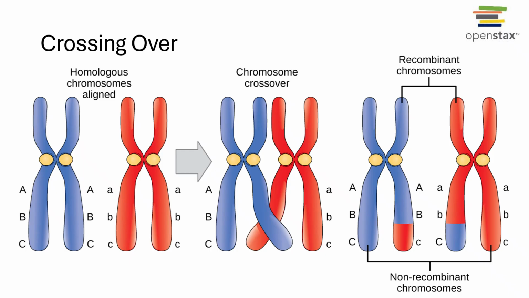Crossing over occurs during prophase I. During crossing over, homologous chromosomes exchange DNA segments. This process mixes maternal and paternal genetic information. The result is new combinations of alleles.